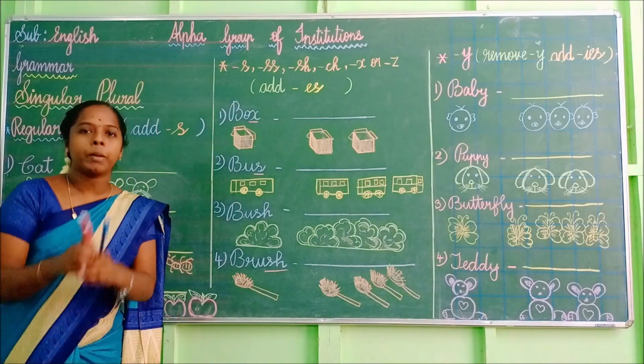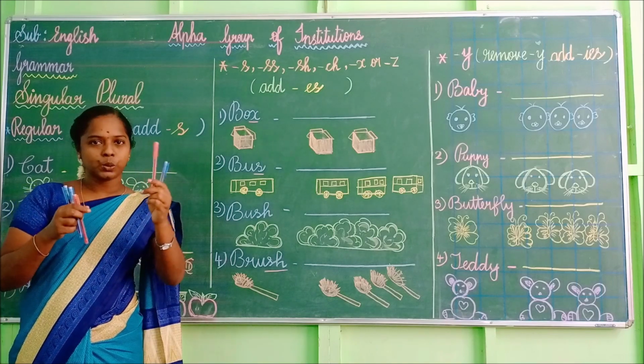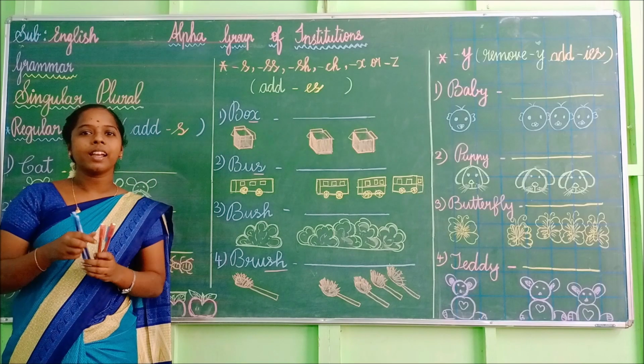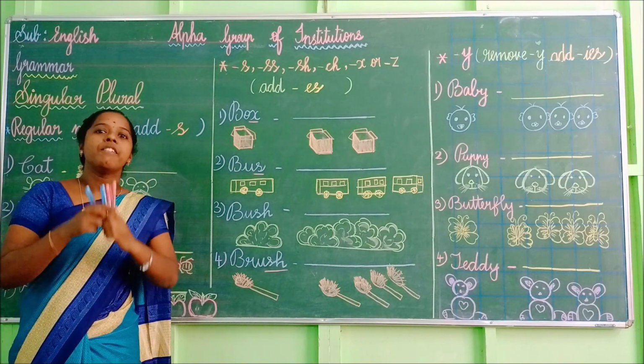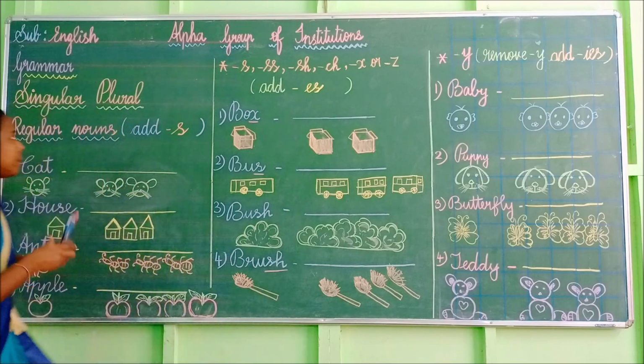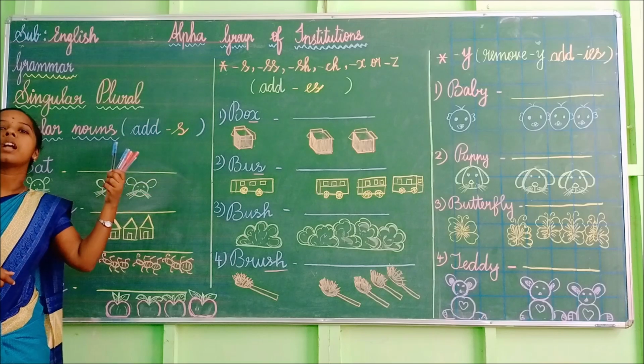Now tell me, how many pens do I have? Shall we count? 1, 2, 3, 4 and 5. Now I have 5 pens. Plural means more than one. It will be 2, 3, 4 and so on.